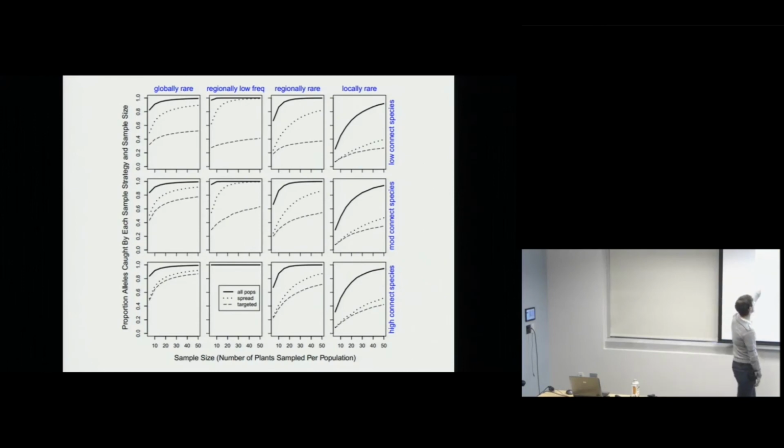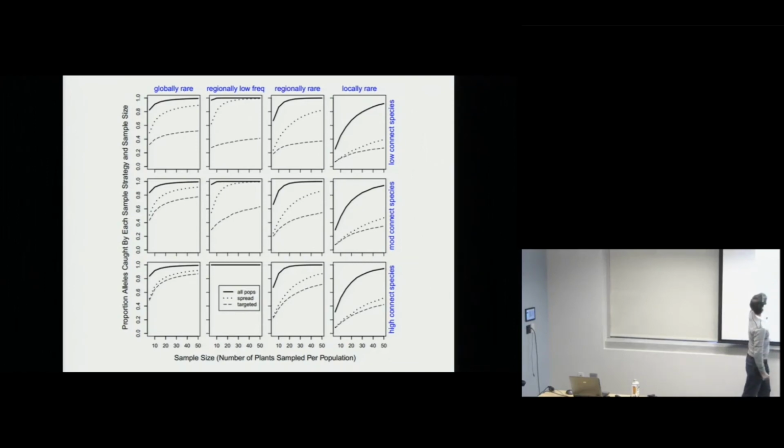So let's first just talk about globally rare alleles, which are throughout the whole range, those that occur at a frequency of lower than maybe 0.1 or 0.05. The black line is a strategy where we sample actually all the populations. The dotted line is where we use the spread strategy, and the dashed line is where we use a targeted strategy. Again, these two have the same number of populations, just different spatial distributions.